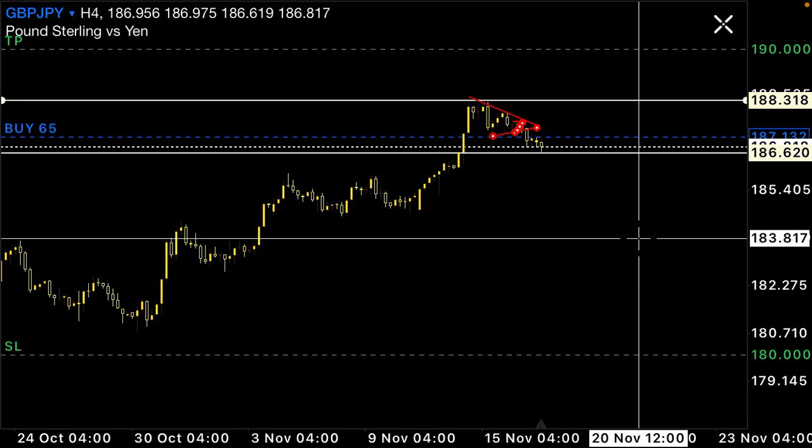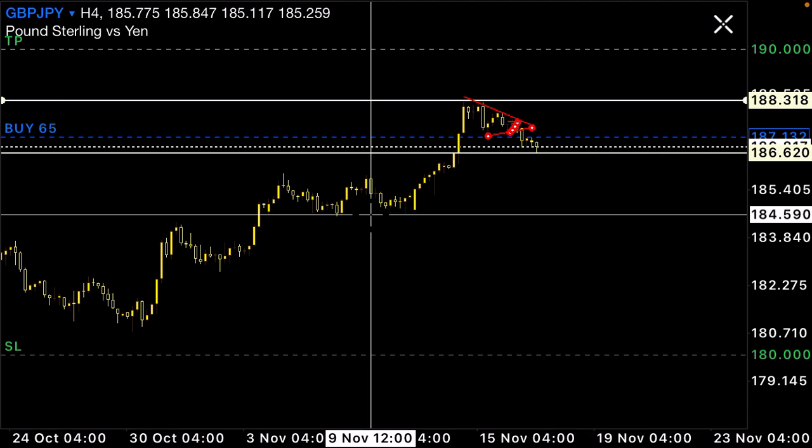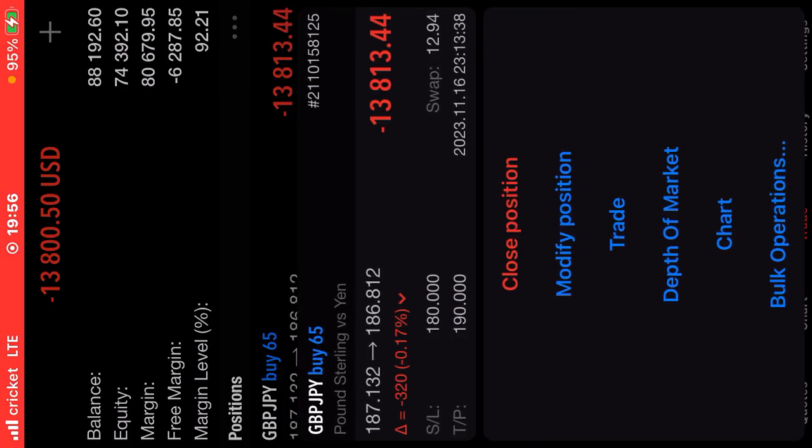183.900. That's close enough. So I turn the screen to the side and that reveals the chart, the trade button down at the bottom. So let's see what I say it was. 184,600. So I go here, press on the buy 65 right across from the minus 13,554. There, it changed a little bit. So if I tap on that, and then down here it has the red close position. Just underneath it, it says modify the position.